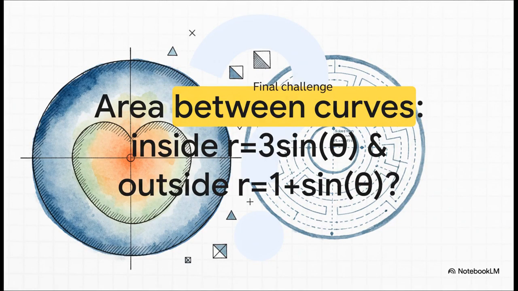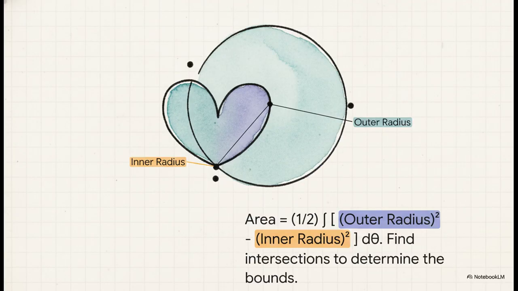This is the kind of problem that shows up on final exams to really test your understanding. We want the area that's inside the circle but outside the cardioid. We're looking for the area trapped in that gap between them. Now, the logic here is actually pretty similar to what you've done before in Cartesian coordinates. You're going to take the area of the outer curve and subtract the area of the inner curve. That all gets combined into one integral. It's 1/2 times the integral of the outer radius squared minus the inner radius squared.